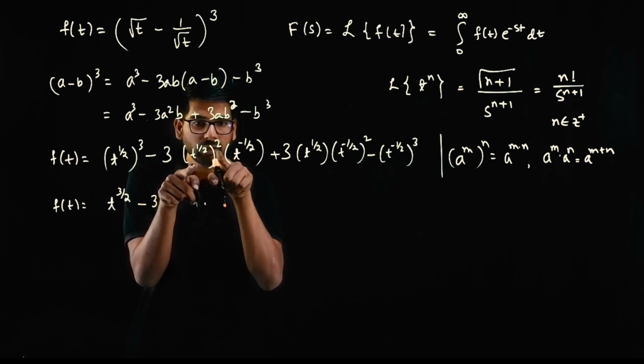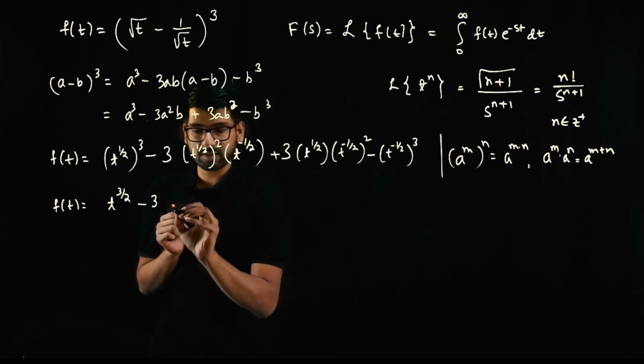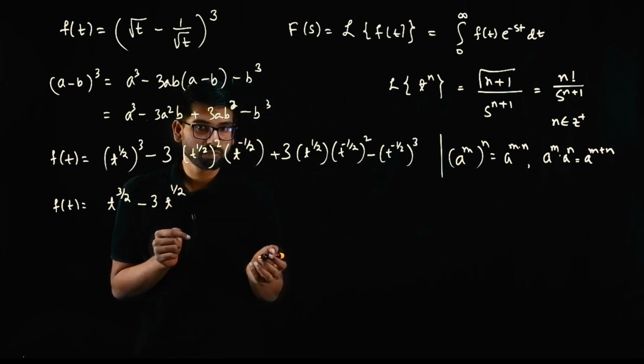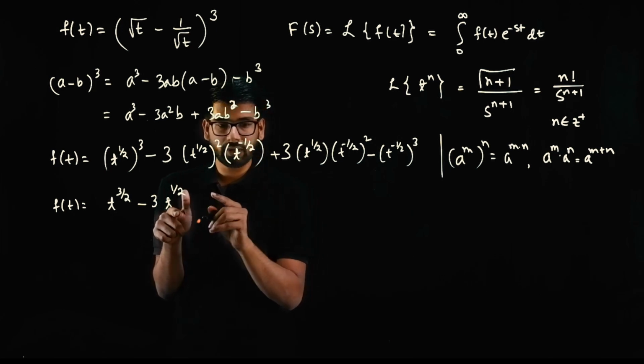So t power 1 into t power minus 1 by 2 is t power 1 minus 1 by 2, which is t power 1 by 2. Okay, so you can do one more step here, but I think you get it.